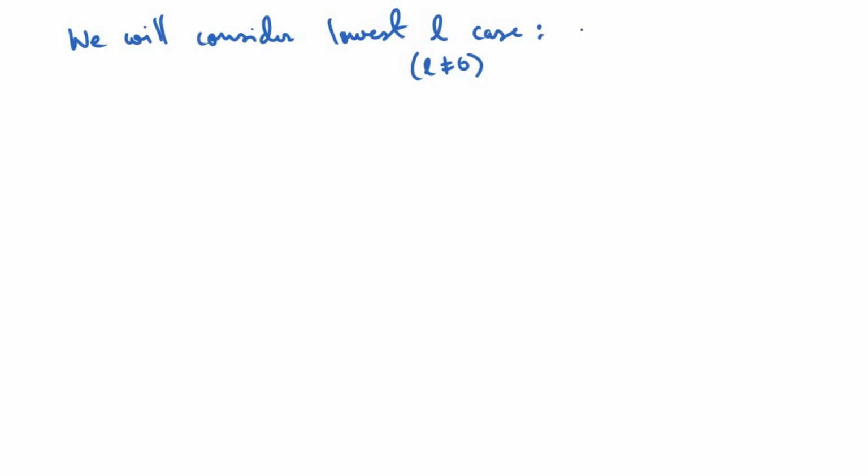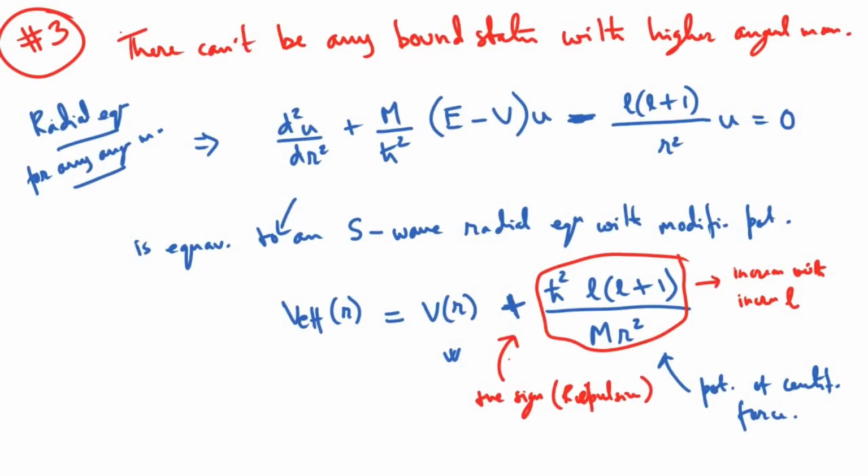Okay, so we will consider the lowest L case, that is lowest L not equal to 0 case, which is L equal to 1, since the others will be more repulsive, right? So there is no point in doing the investigation further. So with this, let us write down our equation.